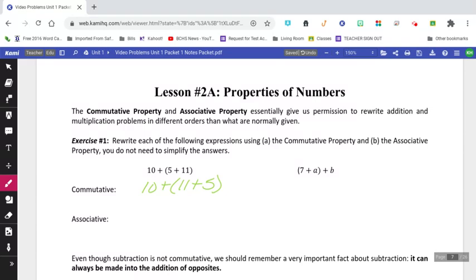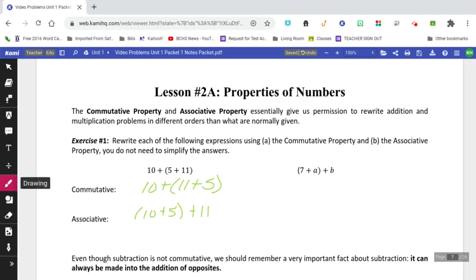The associative would be to actually move the parentheses. We keep the same order, 10, 5, 11, but move the parentheses. So maybe something like 10 plus 5 in parentheses plus 11. Okay. And even though order of operations tells us to do parentheses first, because we're only dealing with addition, it doesn't matter where the parentheses are.